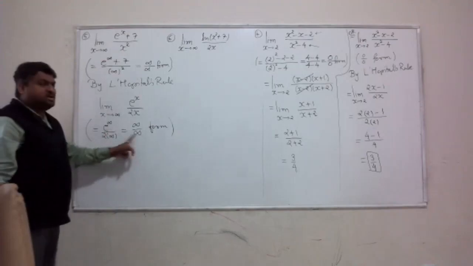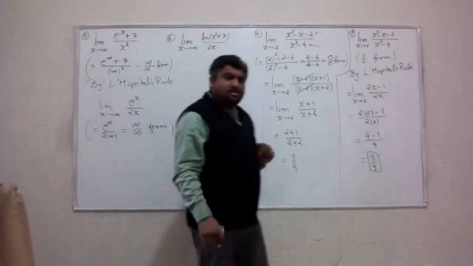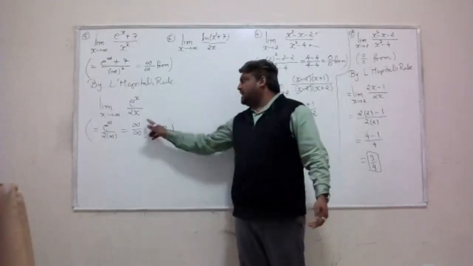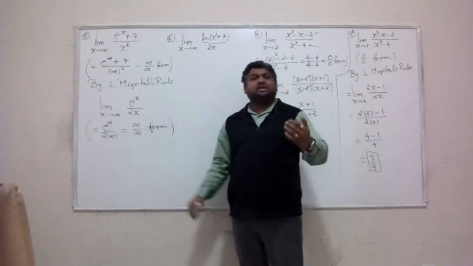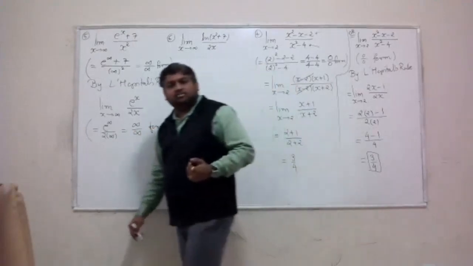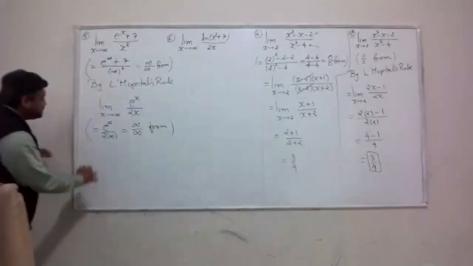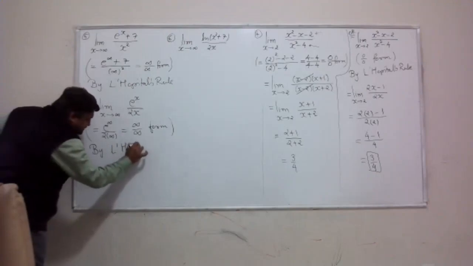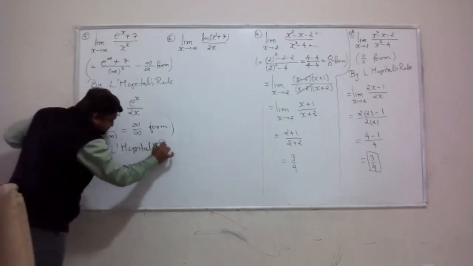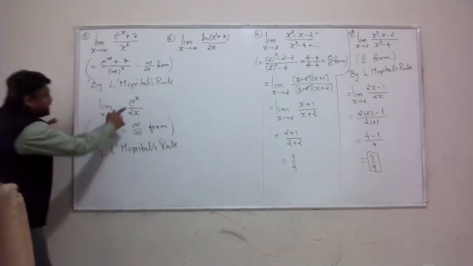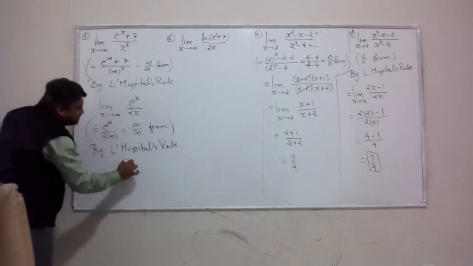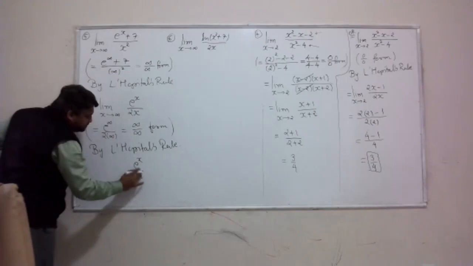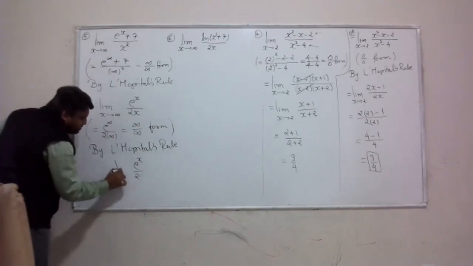Meaning direct substitution did not help. I can use L'Hopital's rule one more time to get rid of one more copy of infinity from the top and the bottom. Let's apply L'Hopital's rule again. By L'Hopital's rule, I'm going to differentiate the top. Derivative of e to the x is e to the x. Derivative of 2x is 2. And then I will apply the same limit.